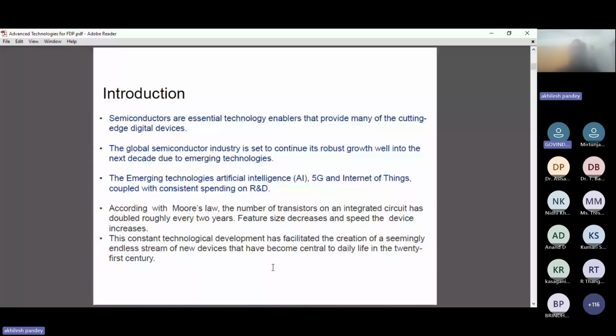Right now, there is a lot of boom in artificial intelligence. Then 5G, 6G. Right now, people are working in this area. The Internet of Things, coupled with a consistent spending on R&D. According to Moore's law, the number of transistors on the circuit.